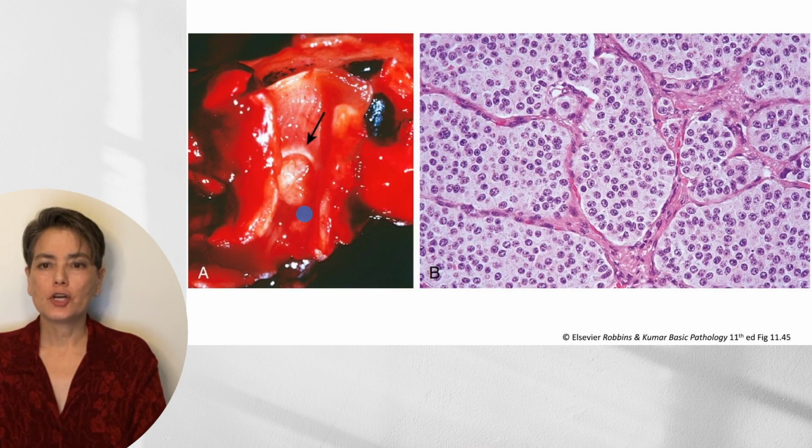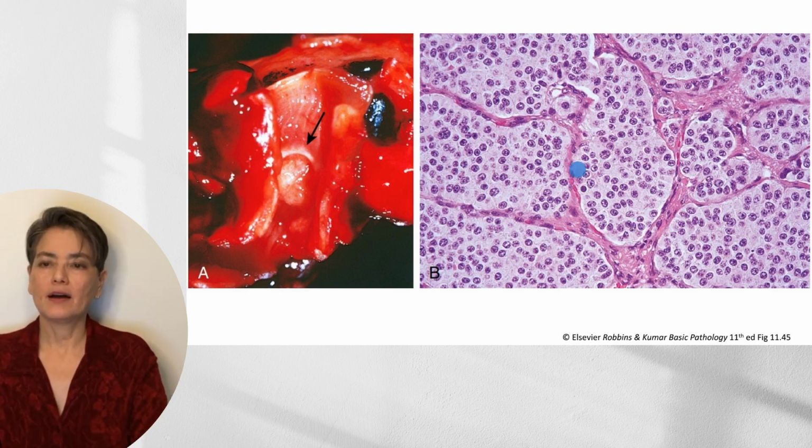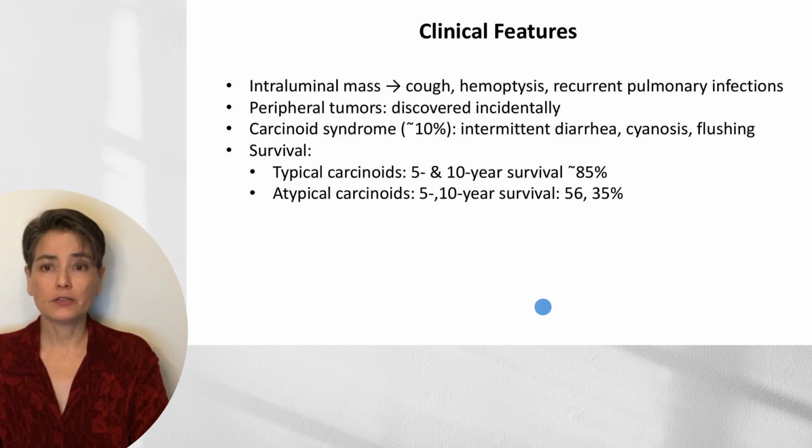Here is an image showing a bronchial carcinoid, this polypoid lesion right here in the bronchus, and then the classic appearance of a typical carcinoid, not an atypical carcinoid, with these nests of very regular bland cells with round nuclei and fine chromatin, no mitotic activity. Now, the clinical features of carcinoids will depend to some extent on where they grow. So intraluminal masses can present with cough, hemoptysis, and recurrent pulmonary infections. Peripheral tumors are typically discovered incidentally.